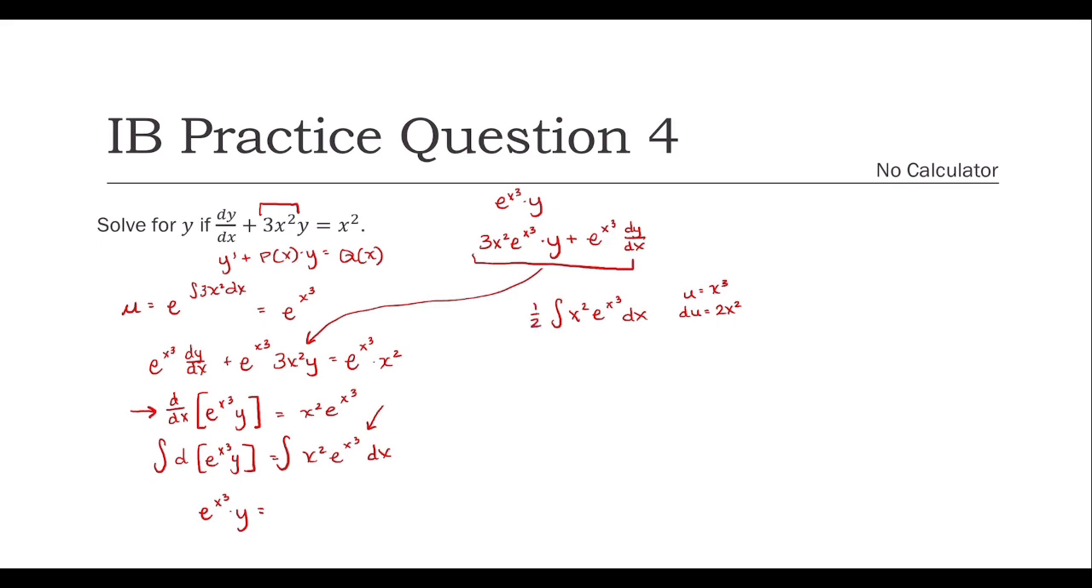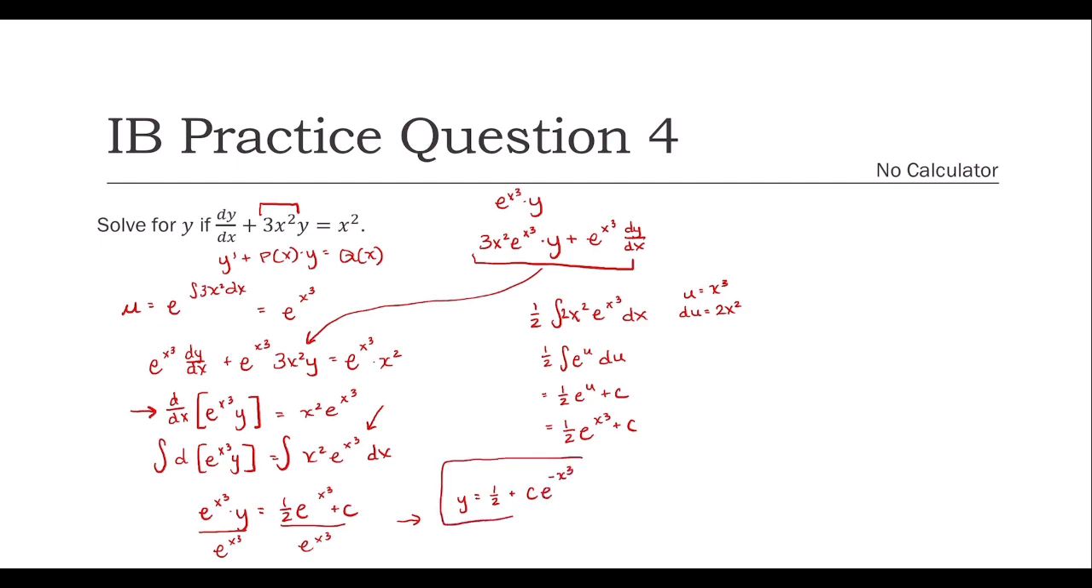So we'll need a 1/3 out here to get a 3 in there. So we'll have 1/3 times the integral of e to the u du, which equals 1/3 e to the u plus c. So this is 1/3 e to the x cubed plus c. If we divide both sides by e to the x cubed, we get that y equals 1/3 e to the x cubed over e to the x cubed is 1/3, plus c times e to the negative x cubed. So this would be our solution to this problem.